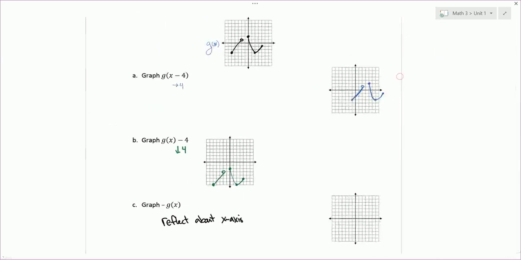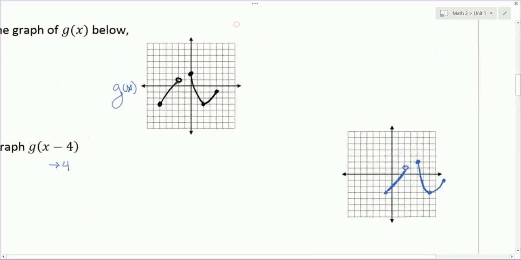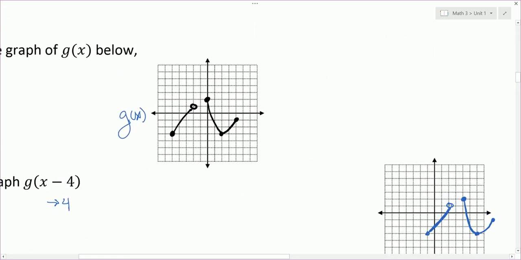So we go back to our original graph here, find a point, and reflect it across the x-axis. So if it's above the x-axis 1 unit, we're going to go below the x-axis 1 unit. Or if it's above the x-axis 2 units, we're going to go below the x-axis 2 units. So we have this one right here is 3 units below, this one's 1 unit above, 2 units above, 3 units below, 1 unit below.